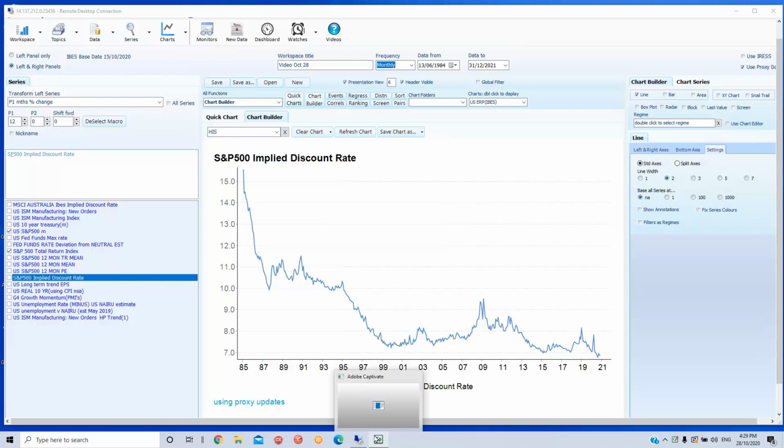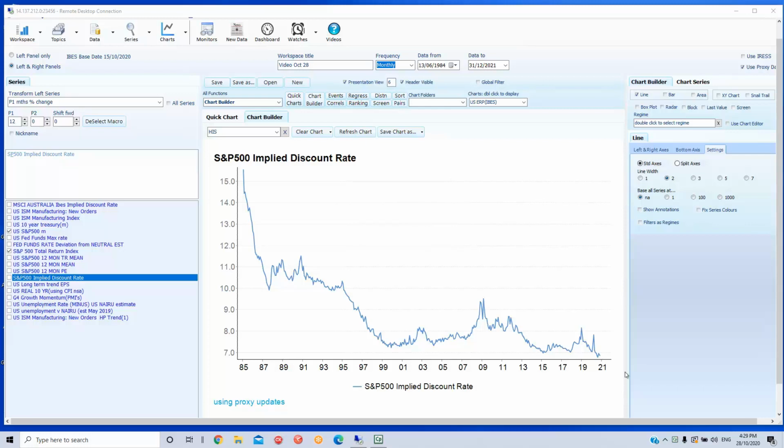In this video, we're going to be looking at the valuation on the US equity market once again, looking at the implied discount rate and the equity risk premium. Then we're going to spend some time looking at the various recovery indicators around the world. So I want to start with just a quick discussion of valuations.